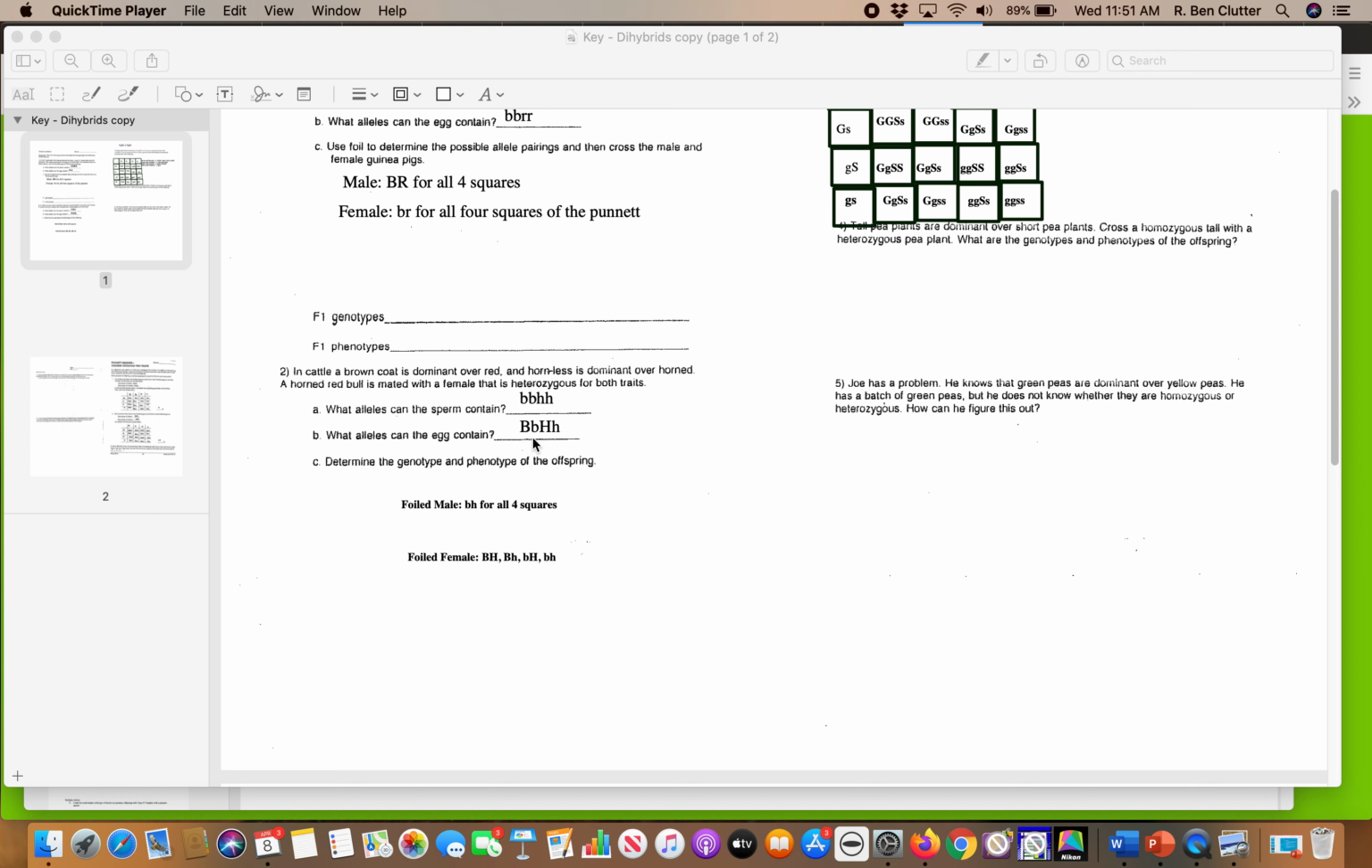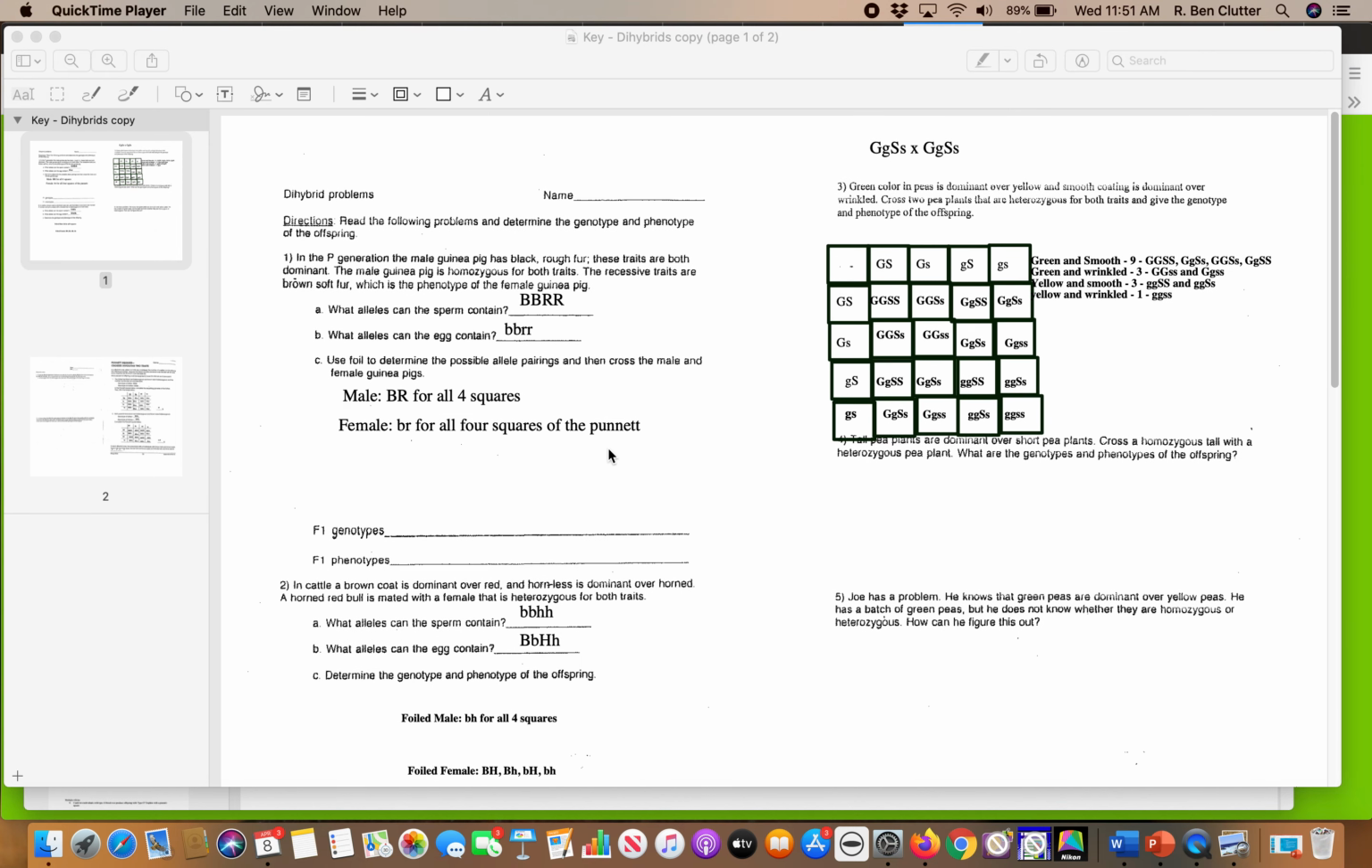The female, all right, so first B, first H, so capital B, capital H. Outside B, outside H, capital B, lowercase h. Inside B, inside H, lowercase b, capital H. And then last B, last H, lowercase b, lowercase h.